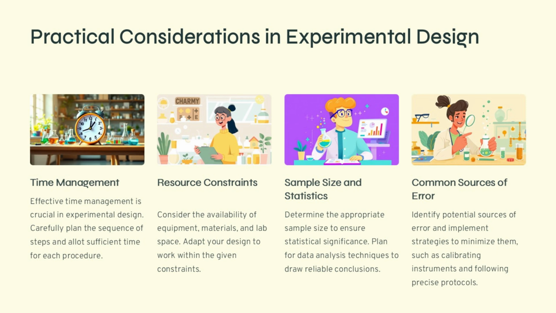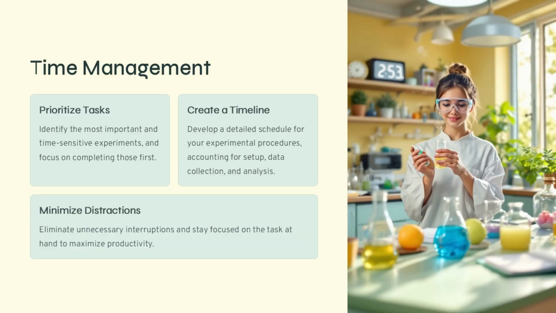Determine the appropriate sample size to ensure statistical significance. Plan for data analysis techniques that will allow you to draw reliable conclusions from your results. Identify potential sources of error in your experiment and implement strategies to minimize them, such as calibrating instruments and following precise protocols. Time management is critical for success in the lab.